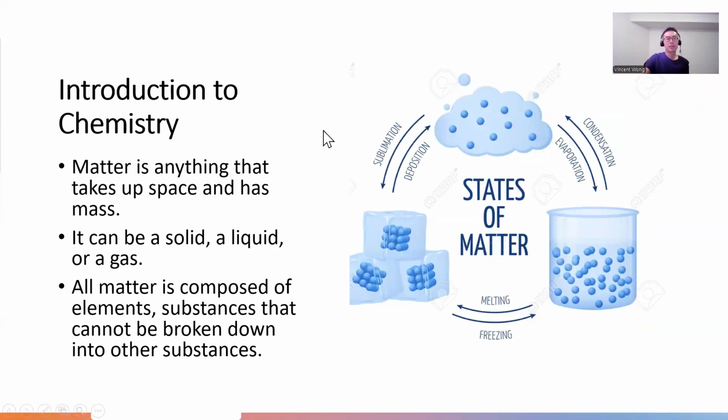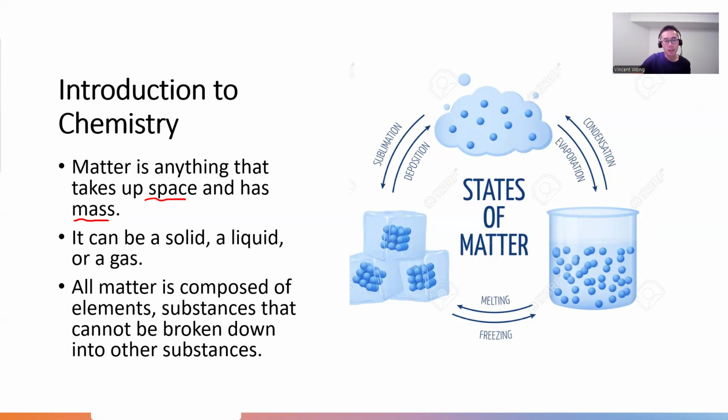Matter. Matter is anything that takes up space and has mass. So it has volume and it has mass to it. Okay, it can be solid, liquid, or gas, and it could cycle between the different states. If you think about water, it could exist as a solid in ice form. Drinking water, liquid water, is what we are most familiar with. And it can also vaporize and become water vapor in a gas state.